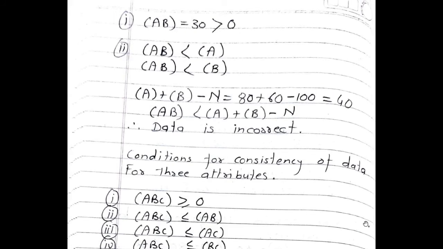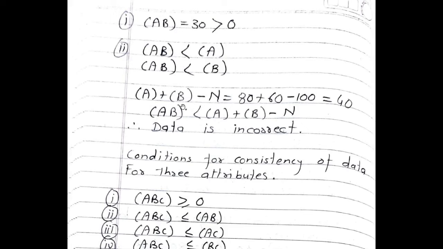So the first condition to be checked is the frequency of AB. AB is equal to 30, which is greater than 0. So it is non-negative. First condition is satisfied. AB is less than A. AB is less than B. So the other two conditions are also satisfied.